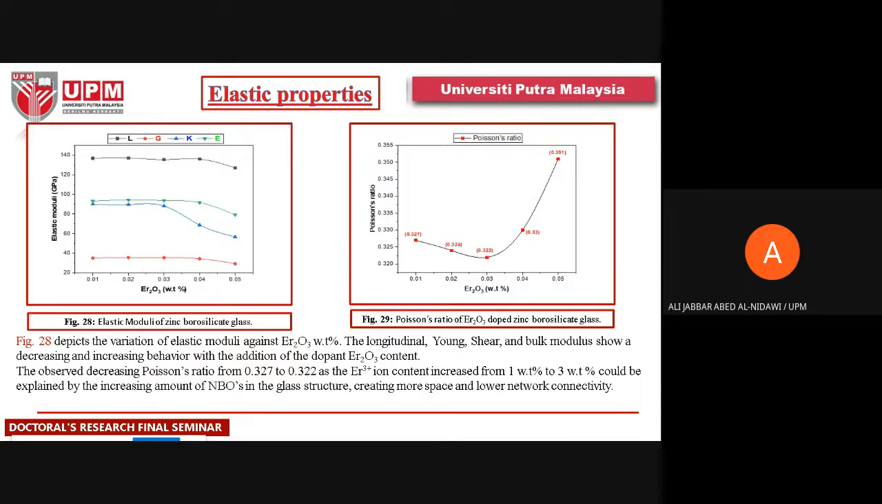As we can see in the figure here, with increasing erbium concentration, the Poisson's ratio first decreases from 0.32 to 0.322, and then increases after 0.3 weight percent of erbium. The highest value is 0.35 with 0.05 erbium. This result is explained by the increasing amount of non-bridging oxygen in the glass structure, creating more space and lower network connectivity.